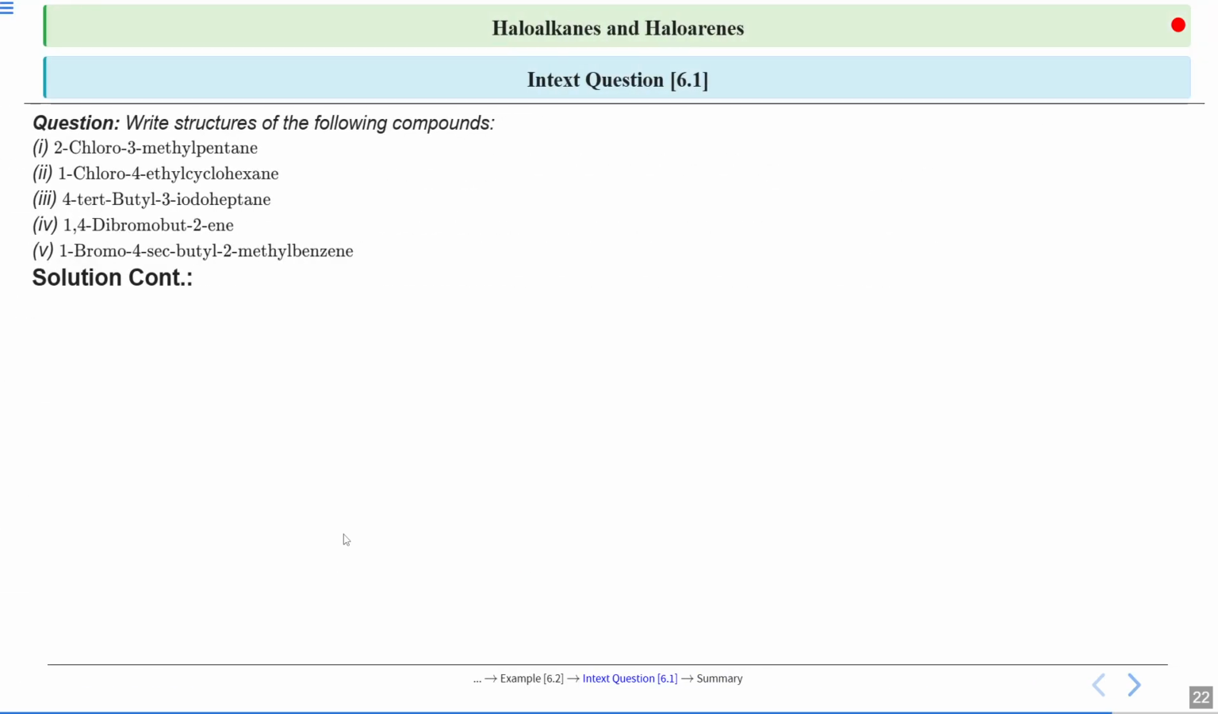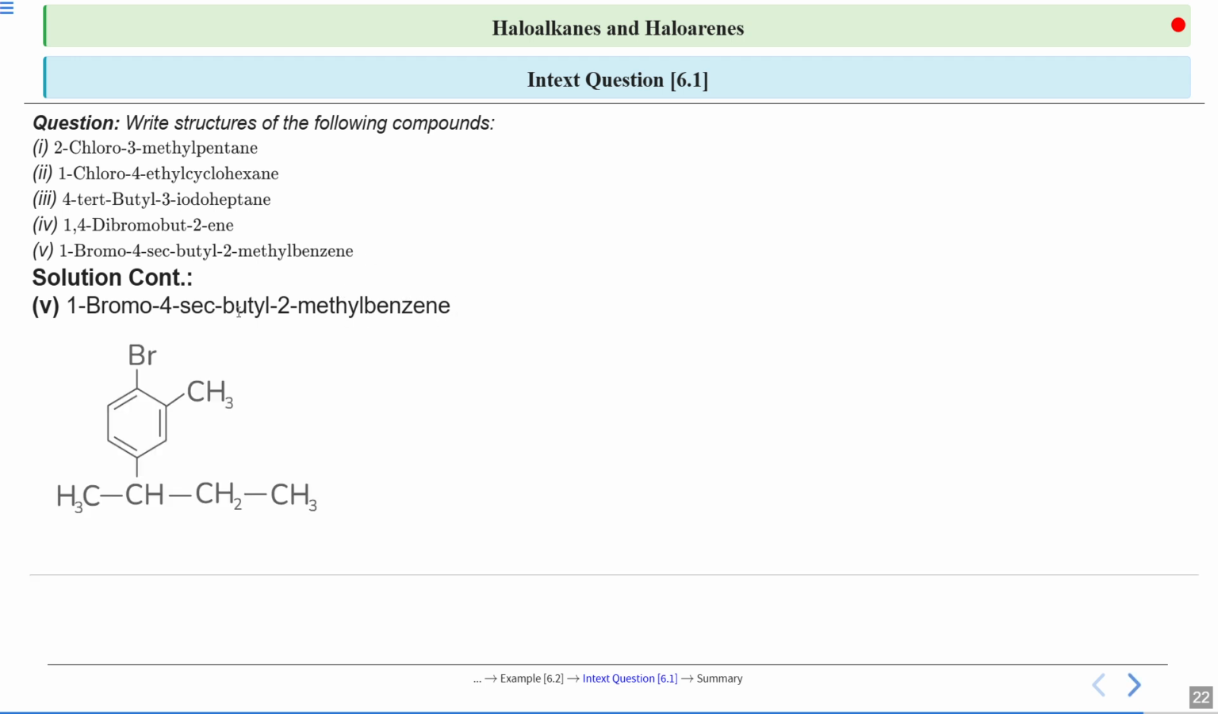Okay, lastly we are left with this fifth compound, that is 1-bromo-4-secondary butyl-2-methyl benzene. So here at the first position we have bromine in the structure. At the fourth position we have a secondary butyl group. At the second position we have methyl as a substituent, and the parent ring is a benzene ring.